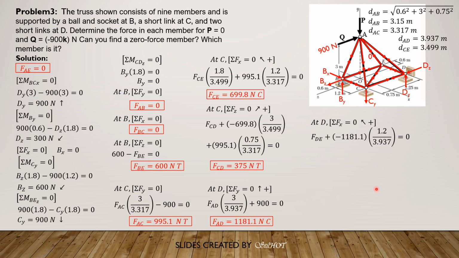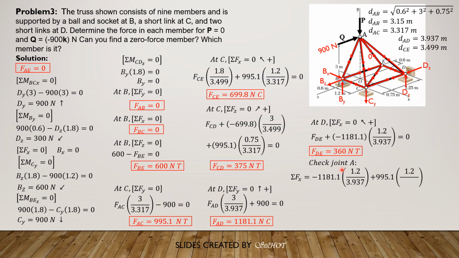FAD is compression. Since we already found FCD, the next equation is summation forces along x equals 0, positive in the negative direction of x. So we have FDE plus FAD, which is negative 1181.1, times 1.2, the x component of distance, divided by distance of FAD, 3.937, equals 0. So FDE is 360 newtons tension. So all forces have been found.